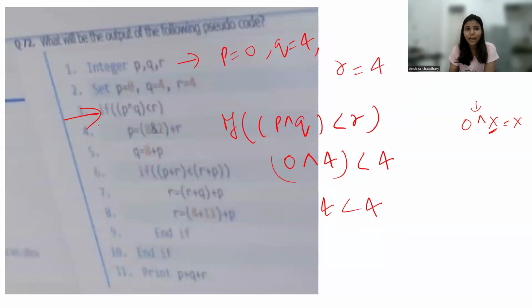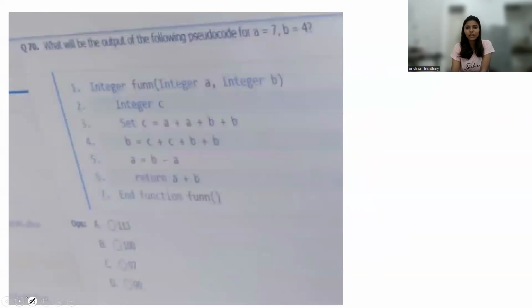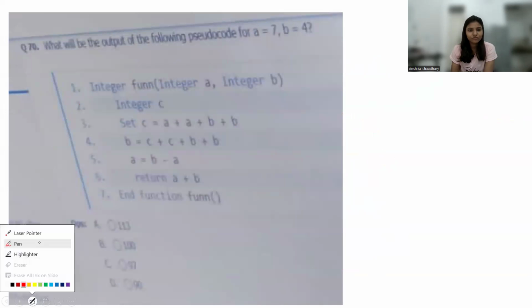No, not at all. So we jump out of the if part directly to P plus Q plus R. P was 0, and Q and R are 4 and 4. So 4 plus 4, and 8 will be our final answer. Okay, I hope it is clear to you. So let's move on to the next question now.